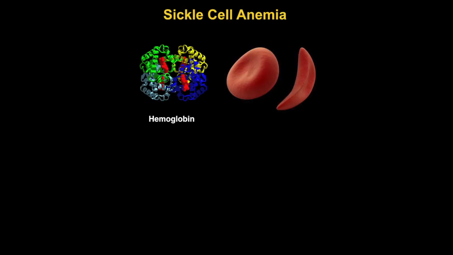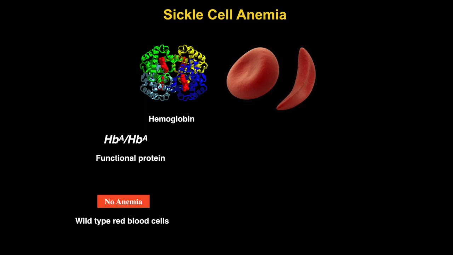Sickle cell anemia is similar. In sickle cell anemia, you have different alleles of hemoglobin. You can have wild type hemoglobin and have a purely functional protein and no anemia. So you would have wild type red blood cells.